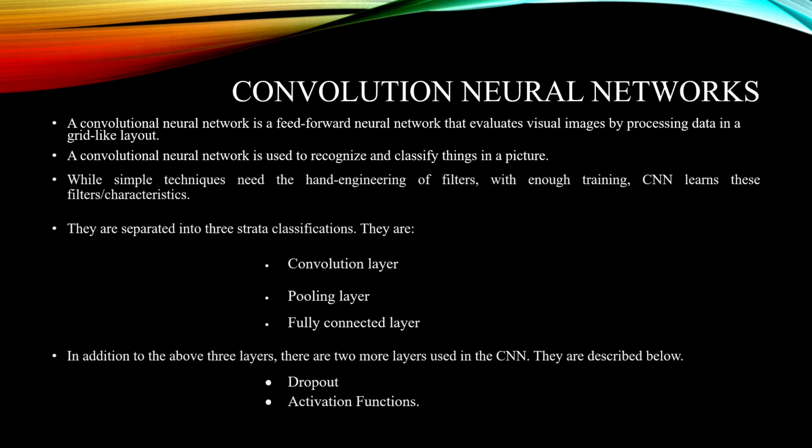CNN will learn these filters and characteristics, and the layers are classified into 3 strata: convolution layer, pooling layer, and fully connected layer. In addition to these, 2 more layers are used in a 5-layer convolutional neural network, those being dropout and activation functions. The convolution layer is the first step of extracting valuable features from an image, and it has several filters to perform this convolution operation, and every image is considered as a matrix of pixels.